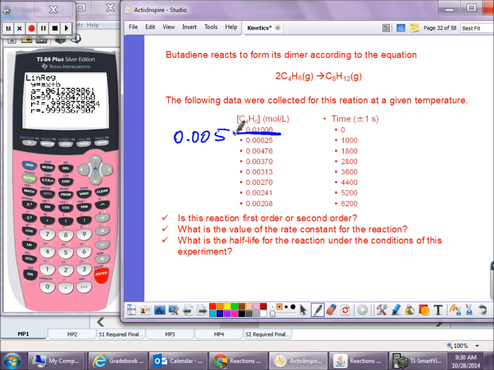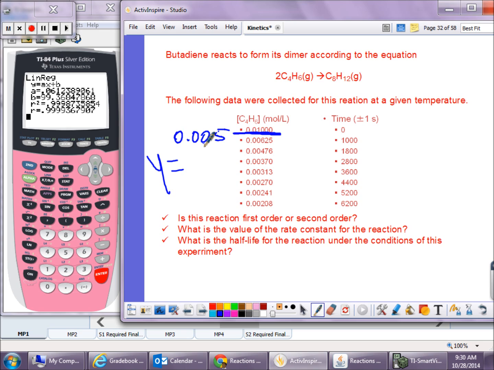We need, after the first half-life, it will be half of that initial concentration, which is 0.005. In other words, we need to know when Y equals, if it's second order, that means this is inverse, when Y equals the reciprocal of 0.005, we need to find X.